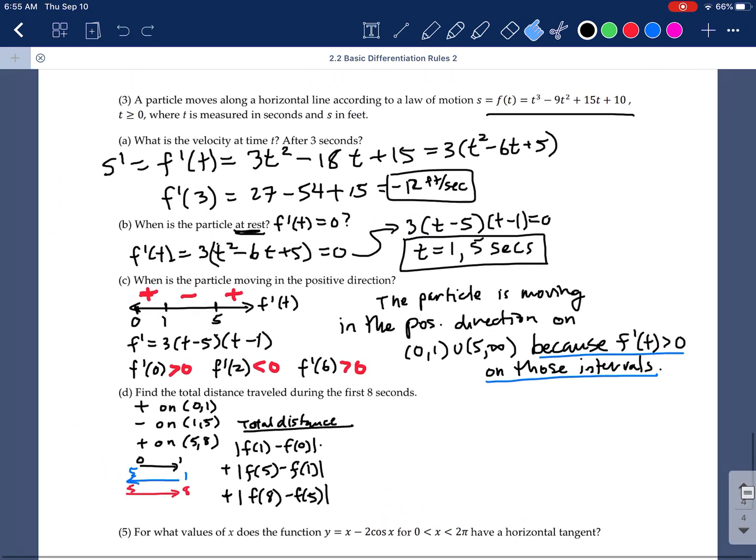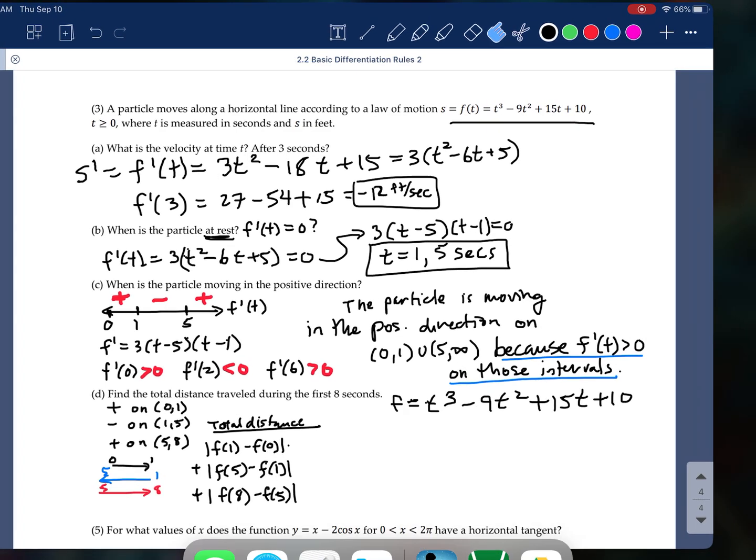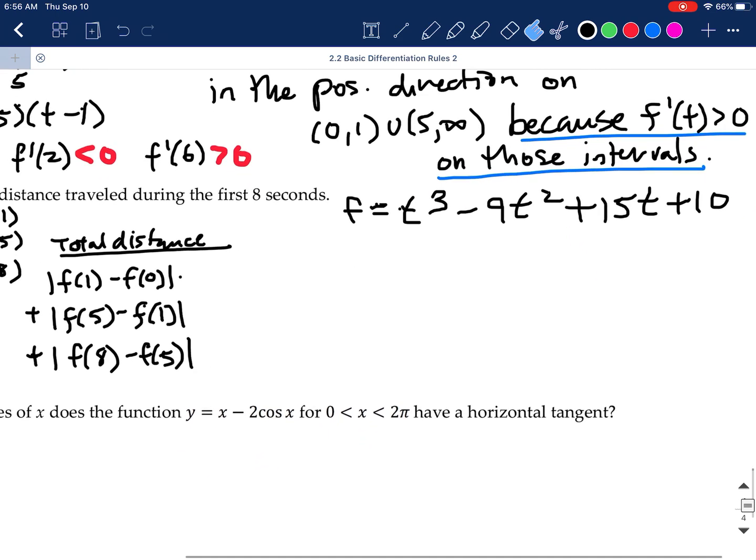Now that's going to be from our original f of t. So we'll note that f is going to be t cubed minus 9t squared plus 15t plus 10. So we're not using f prime here because we're measuring distance, which is going to be the change in position. So then we just need to calculate each one. So let's go ahead and work that out.